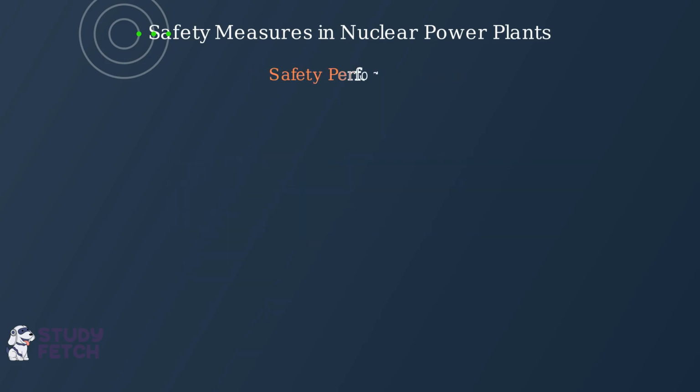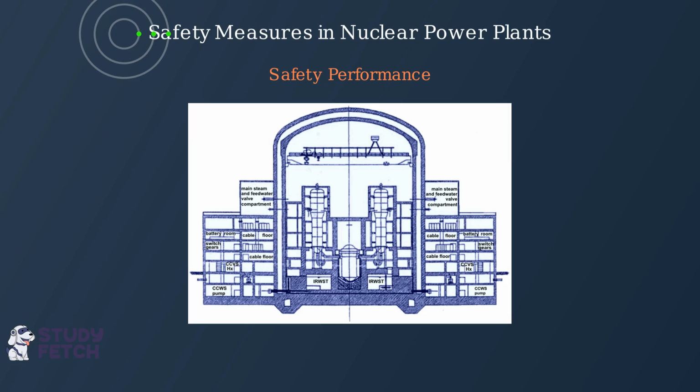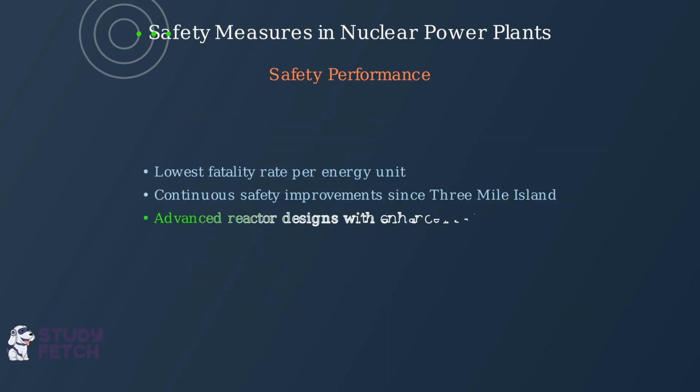These comprehensive safety measures have made nuclear power among the safest forms of electricity generation. Nuclear power has the lowest fatality rate per energy unit produced when compared to other major energy sources. The industry has continuously improved safety measures since past incidents, and new advanced reactor designs incorporate enhanced inherent safety features.